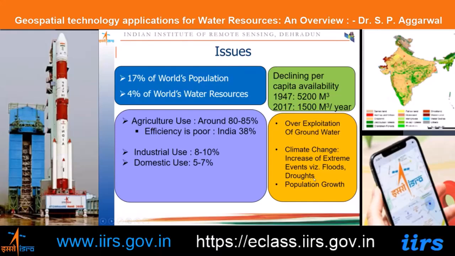So now we have to rethink our planning of water resources. And of course, the biggest problem in this country is population growth. The water in our country is the same; it is not decreasing or increasing. But in 1947, per capita water availability was 5200 meter cube, and now it is less than 1500 meter cube. And why? Because per capita means population is increasing.